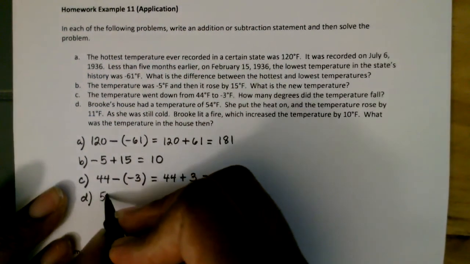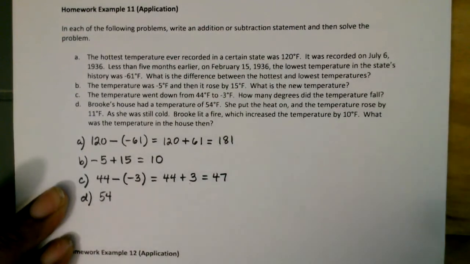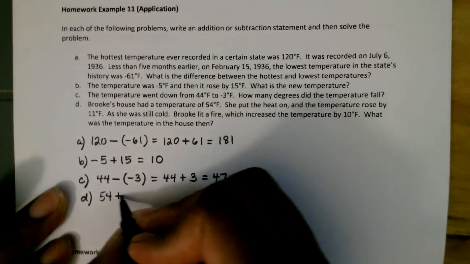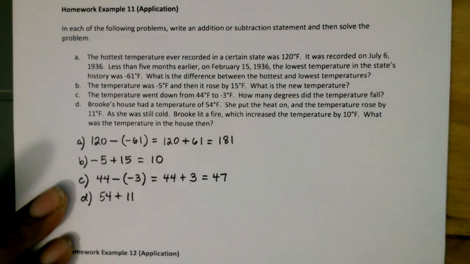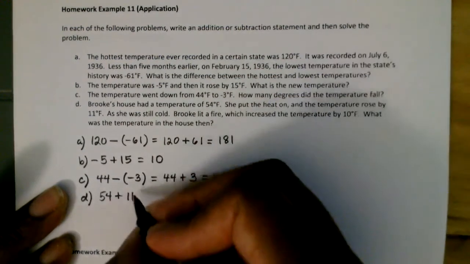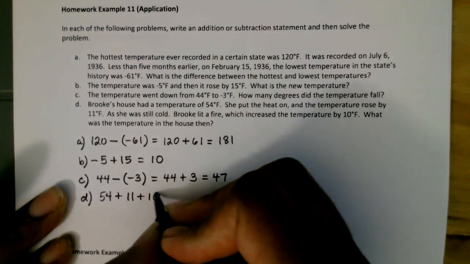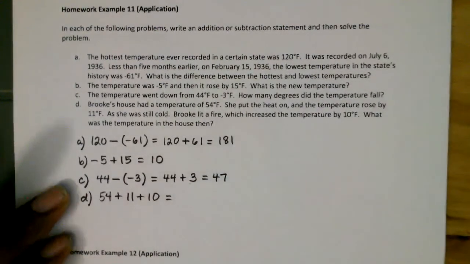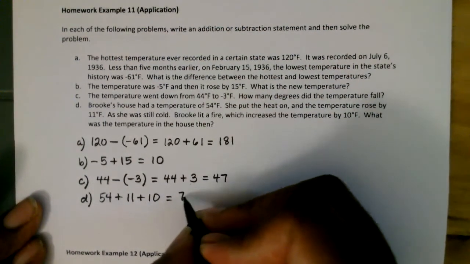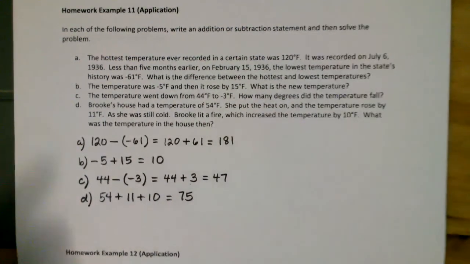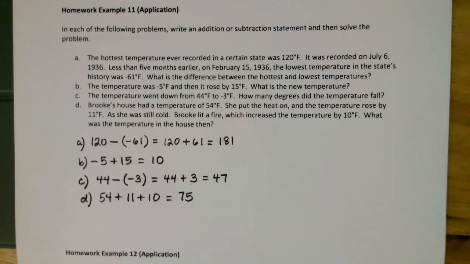So it was 54 degrees to begin with. Put the heat on, it rose by 11 degrees. She lit a fire, it increased the temperature by another 10 degrees. So it'd be 54 plus 11 plus 10. Add those numbers together, you'll end up with 75. So the temperature in the house then was 75 degrees Fahrenheit.